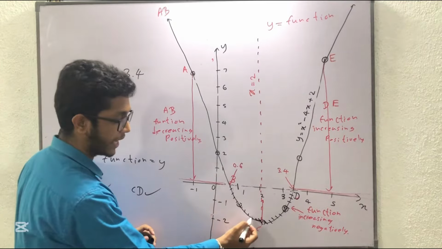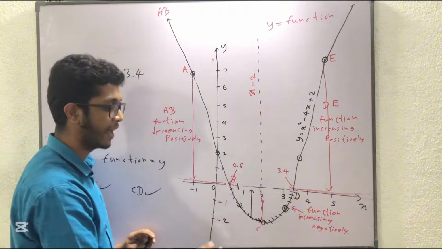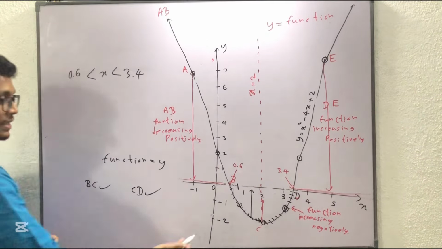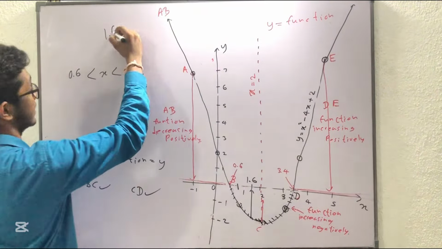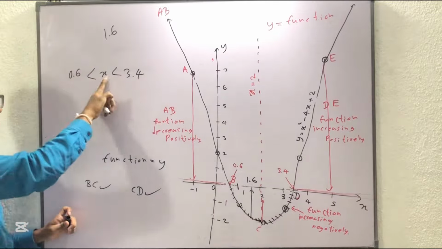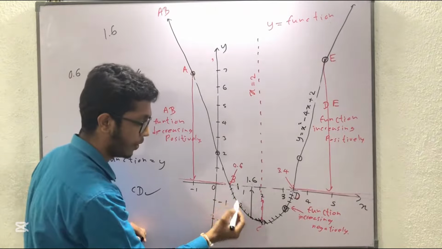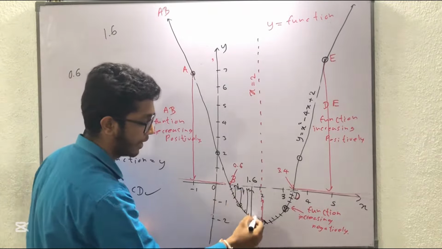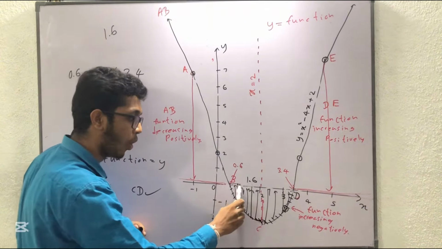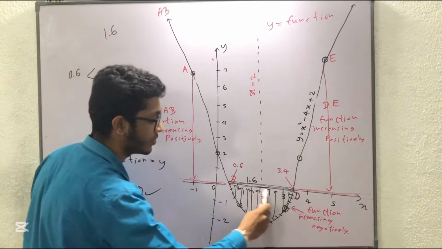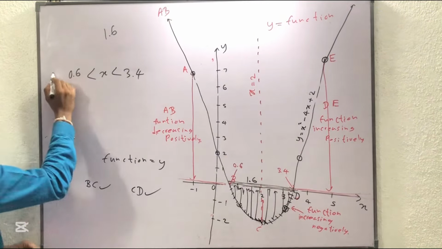If I consider the x value corresponding to this point, that is 1 point something. So 1 point value means that is greater than 0.6. Let's take this value as 1.6. So actually 1.6 is greater than 0.6 and that is less than 3.4. So any value belonging to this graph part lies between 0.6 and 3.4. So that's why we say all the x values lie in this range, greater than 0.6 and less than 3.4. So that is the answer for question number 11.